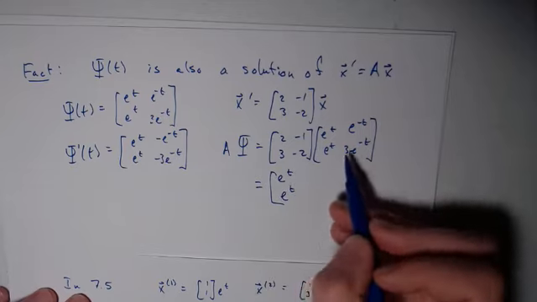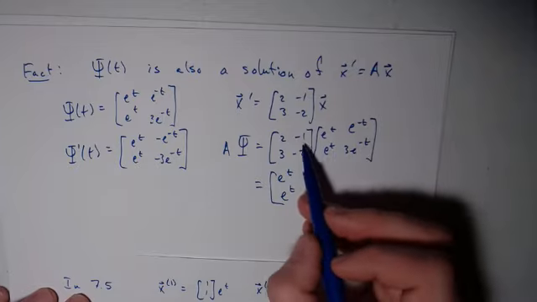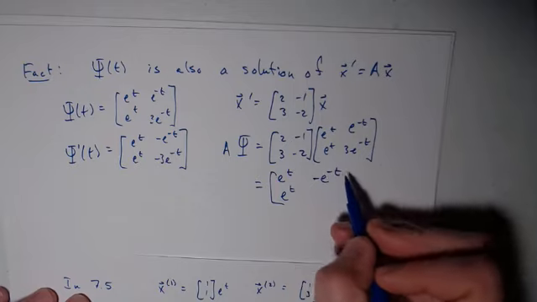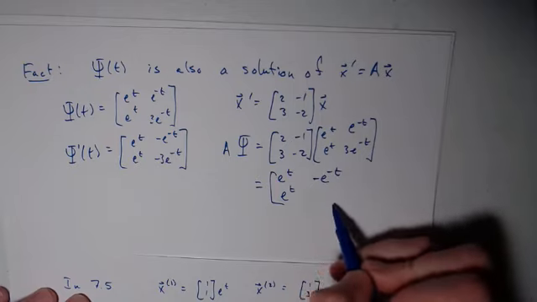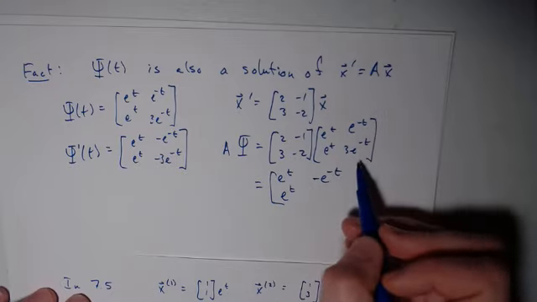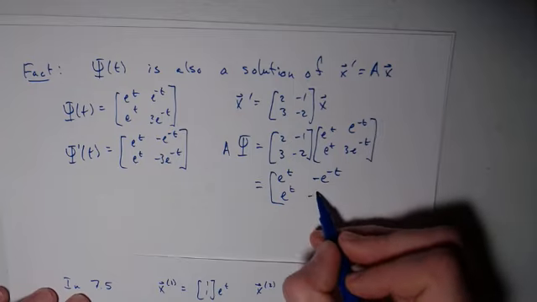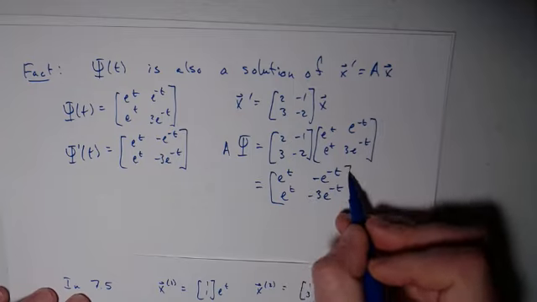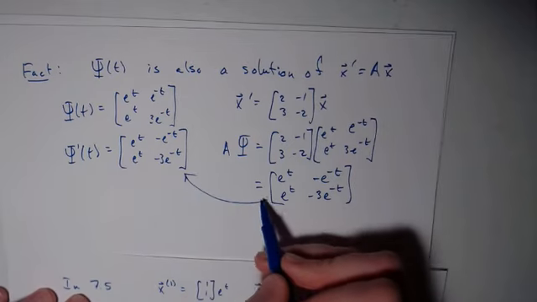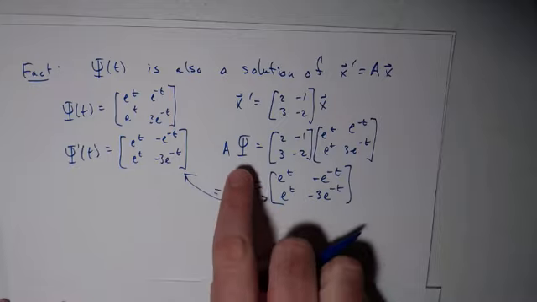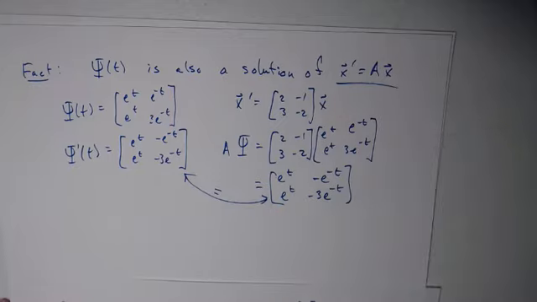And then this position is going to be 2e to the minus t minus 3e to the minus t, so that's minus e to the minus t. And finally, to get this position down here, we take the second row times the second column, and we get 3e to the minus t minus 6e to the minus t, which is minus 3e to the minus t. And you see these two things are equal, so psi satisfies the equation x prime equals Ax. And that's going to be true in general.